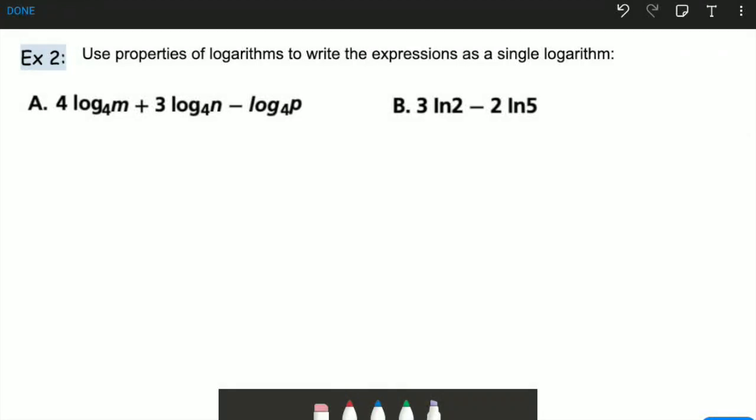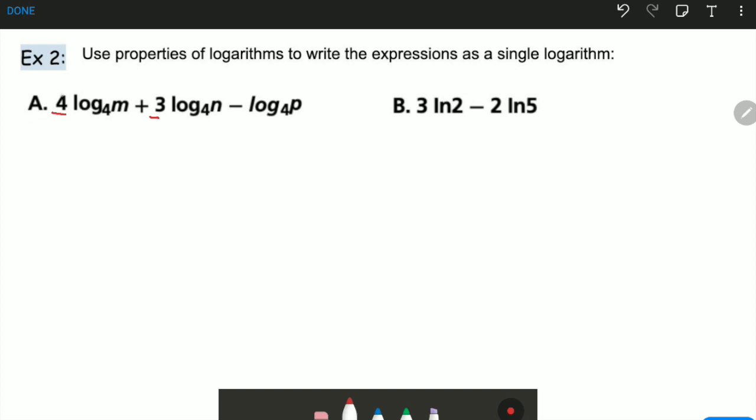So in this example, we're going to be using logarithm properties to write multiple logarithms as a single logarithm. Now, in order to use the product or quotient properties, the two logarithms must be connected by addition or subtraction, but there can't be any coefficients with them. So in A here, if we glance through A, we can see that we have a coefficient of 4, a coefficient of 3, and then just a minus sign, coefficient of 1 if you prefer.